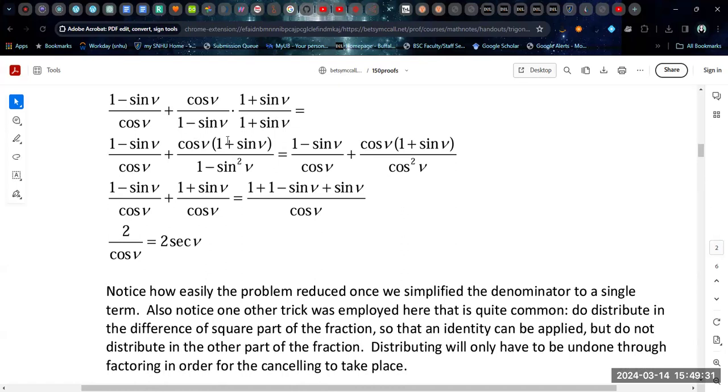Again, this is another trick that you can think about. Don't necessarily FOIL everything just because you can, because in this case, we would have had to undo that in order to do the canceling.